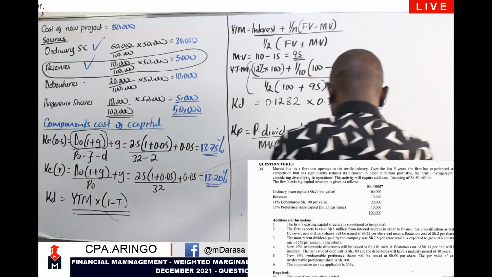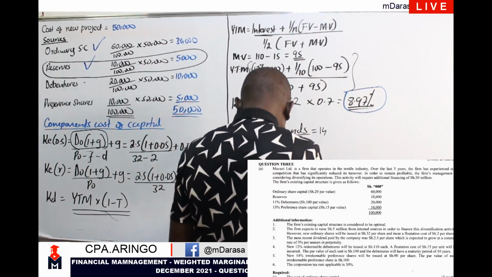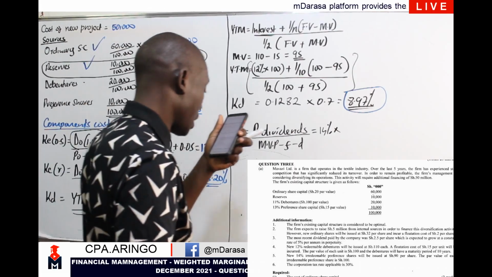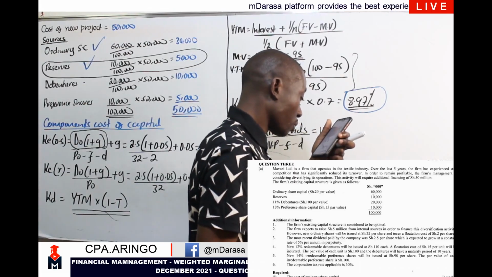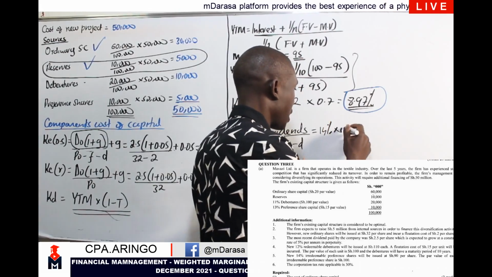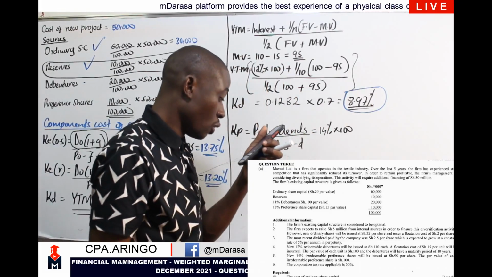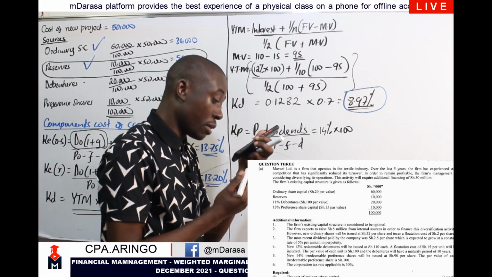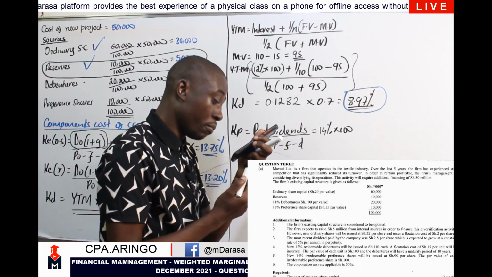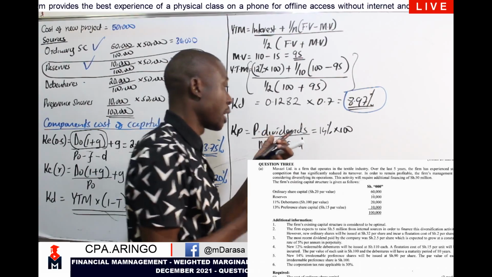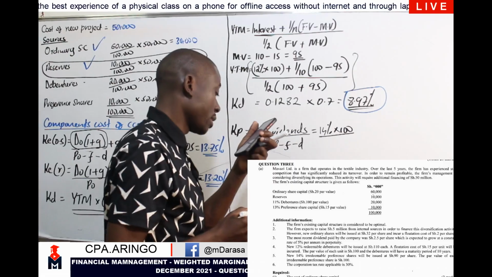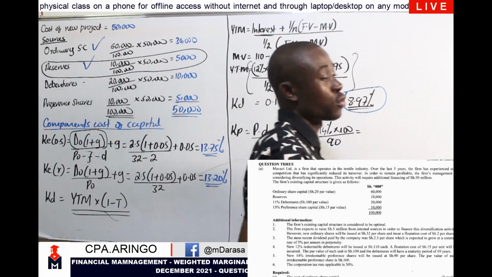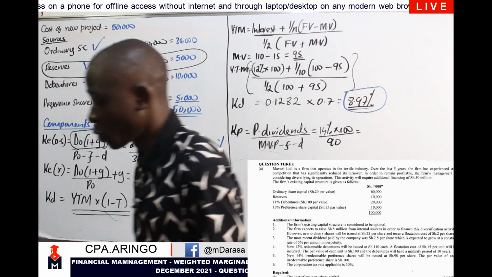At this point, I should be having my preference dividends, which is 14% times my par value, which was 100, given there. Par value of each preference share is 100. We divide by the market value, which in this case was how much? 90. Will be issued at 90 per share. So once you have that, what will you be having, my good students?